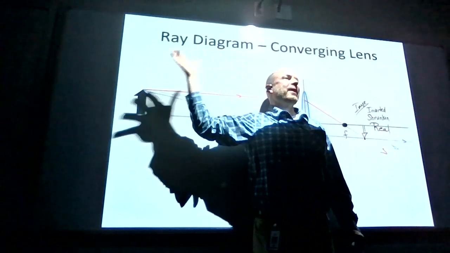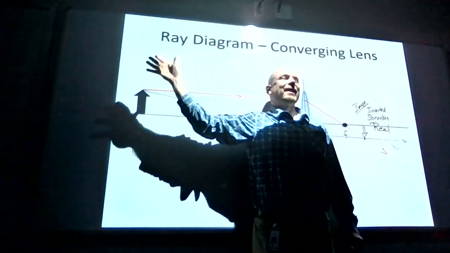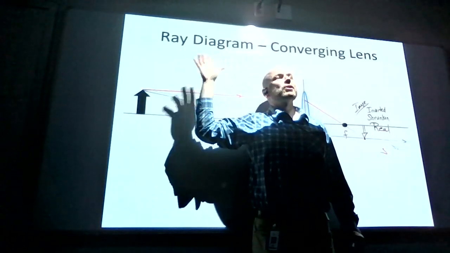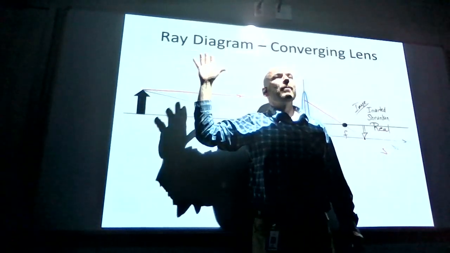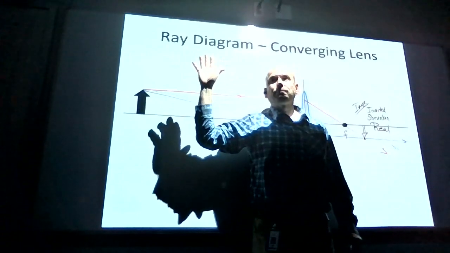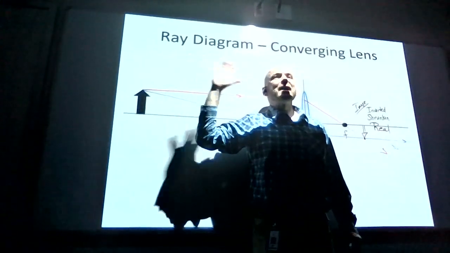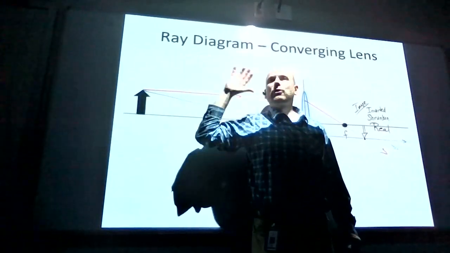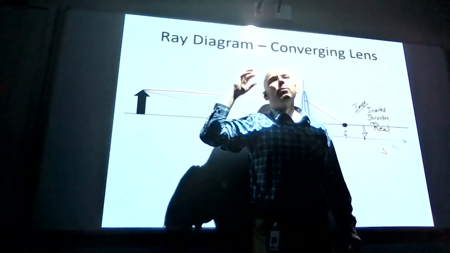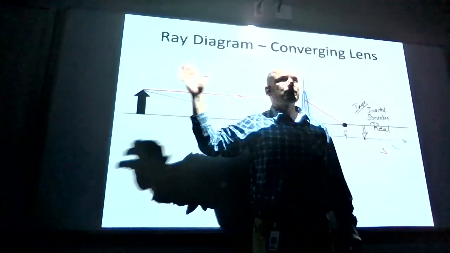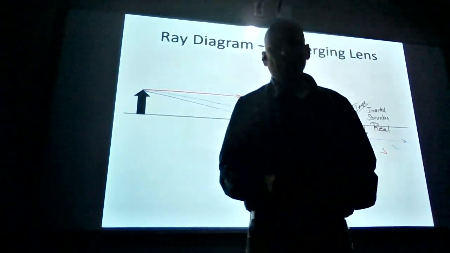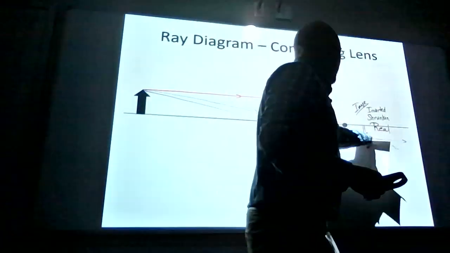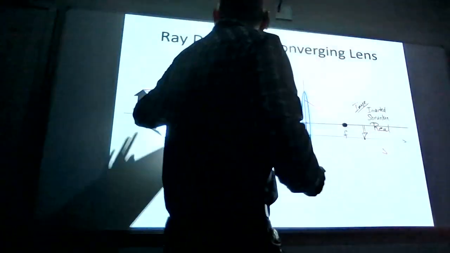How would you describe my image? Upside down, shrunken, and the fact that you can project it on a screen means that it is real. Okay? That's the consequence of being real. You can actually project it on a screen. A virtual image you cannot project on a screen. Your brain just puts it together. Okay? It's small. The image is smaller than your object.